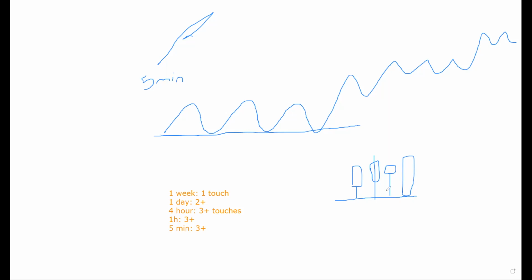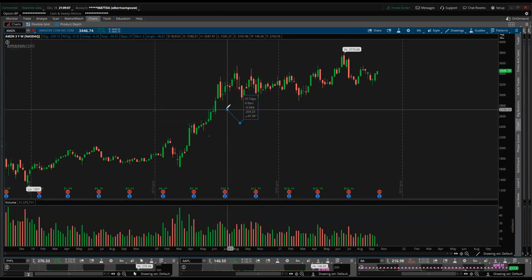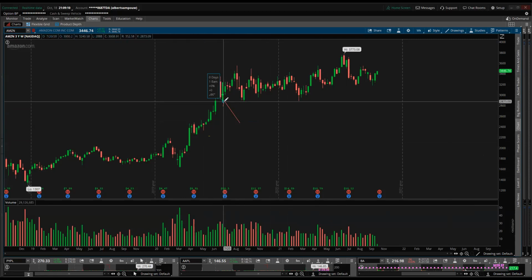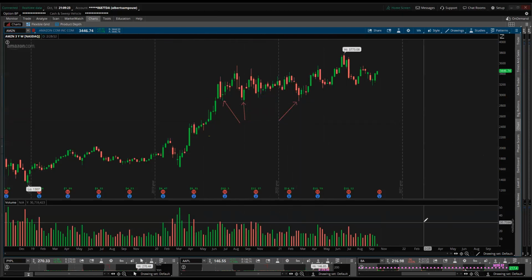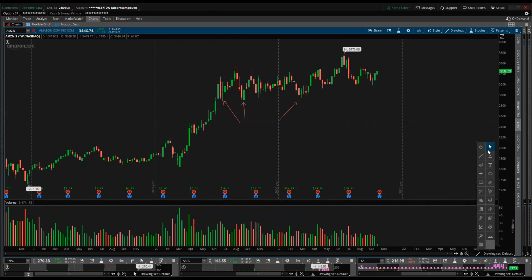Okay, now we're gonna try to do that on the chart. So we have one here, right? We have another one here. And we also have another one here. Right, so now we have to make a line across these 3 wicks like this. Oh, I'm sorry.